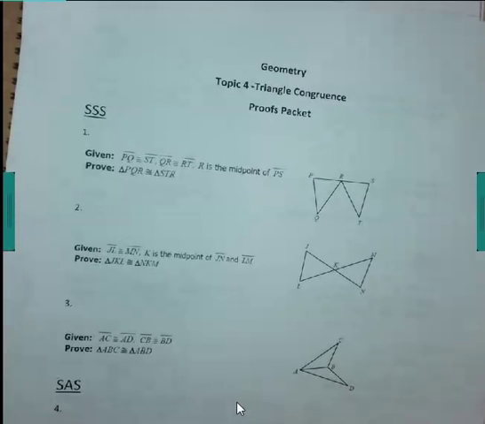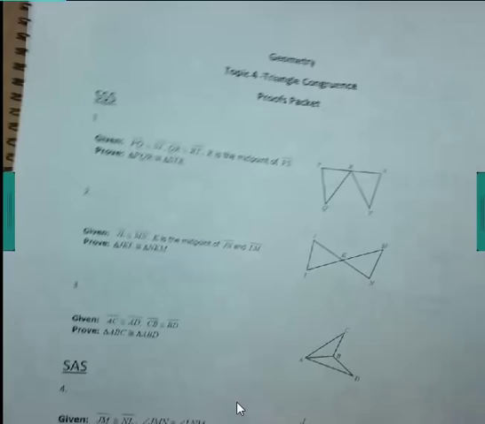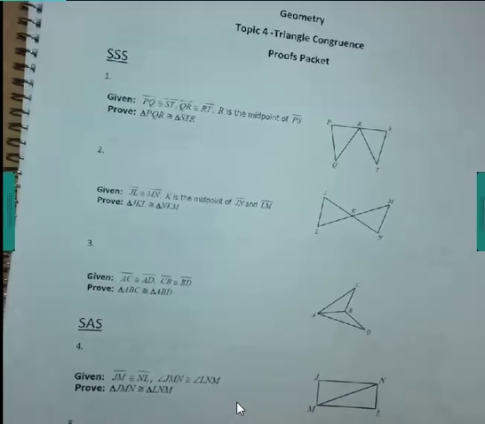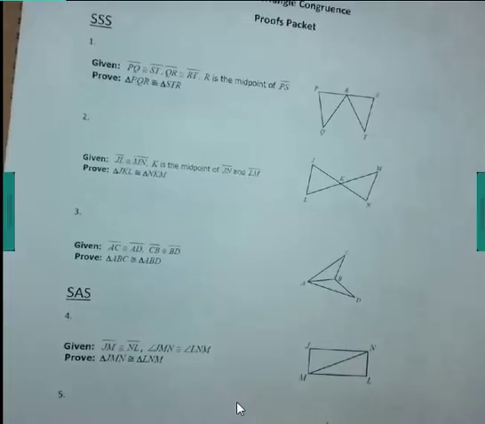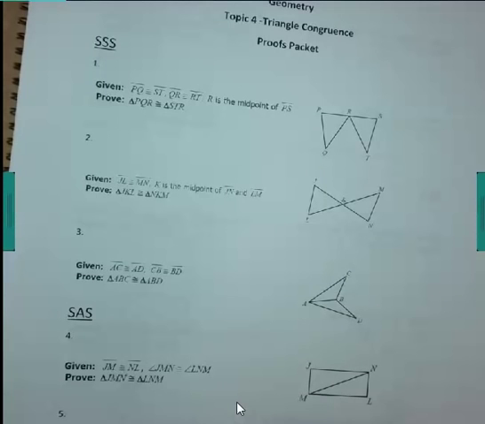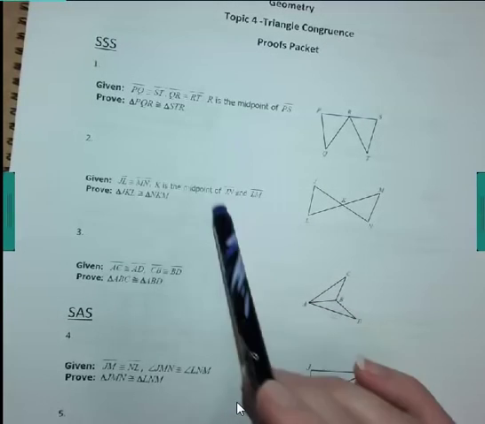Okay, you should also have this proofs packet, and this packet's really important because it has all of the 18 proofs that you are going to be responsible for knowing. I just want to use this video to give you a little idea of how we write out the proofs and the format of them, and then get you started with how we think through a proof.